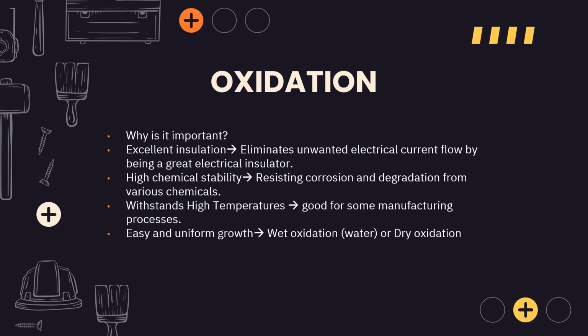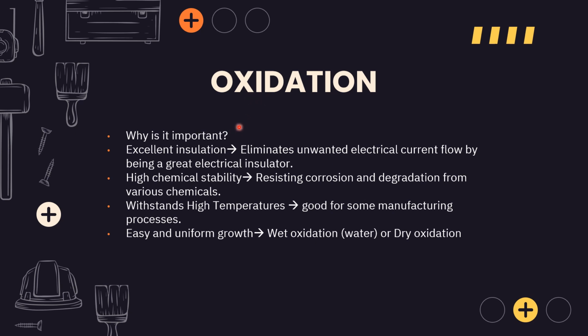Now we will talk about another important feature, which is the oxidation. So the first thing is why we are oxidizing our material, basically because we want to protect it and gain some important characteristics. The first of them is the excellent insulation. Basically, this eliminates any unwanted electrical current flow from our transistor. The transistor is a really small element that needs to work with really high precision, and with this kind of insulation we ensure that characteristic.